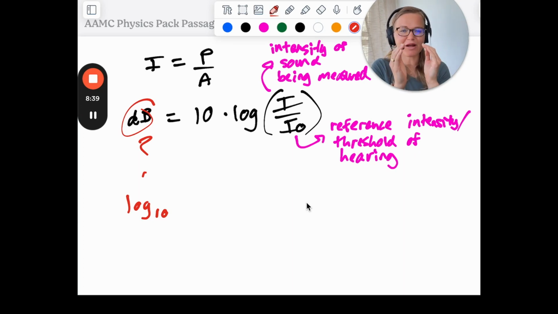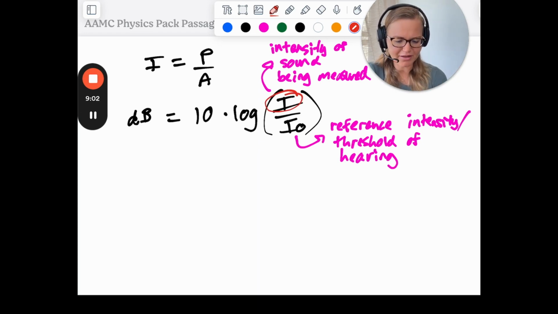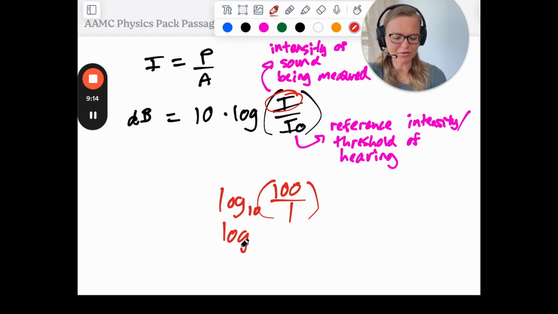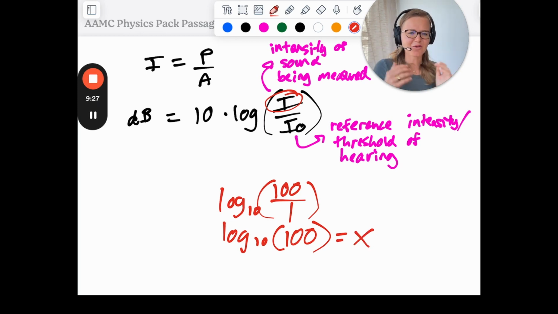So inside those parentheses of the logarithm. For example, let's say the intensity of our sound being measured, so this part here of our equation, is going to be 100 times greater than the human threshold of hearing. So this would just be log base 10 of 100. Okay, so we can simplify that. We'll take out the 1 on the bottom, and we'll just say it is equal to x. So how do we solve that?